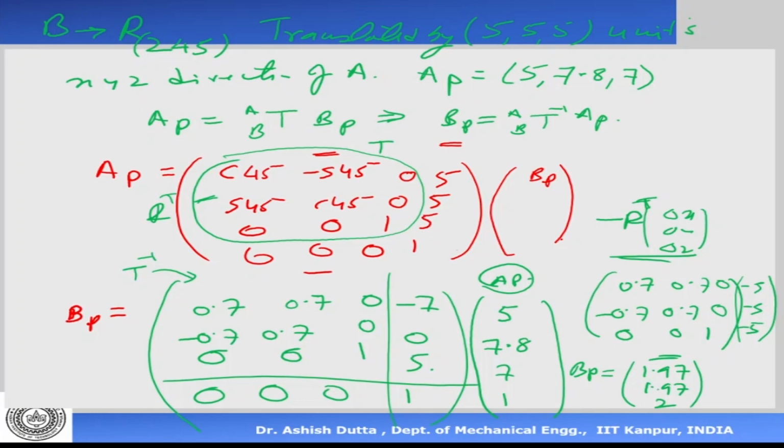BP is equal to 1.97, 1.97, 2. Again, this is an approximation, a numerical error because of sin and cos. But then we have gone from BP to AP and AP to BP by using the matrices. So I hope these two problems will clarify.